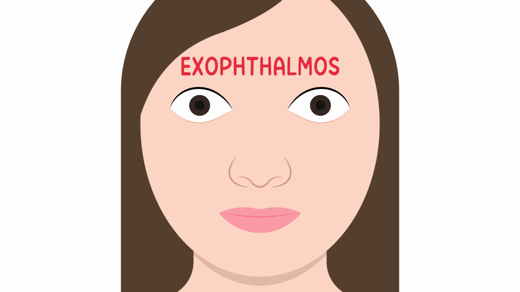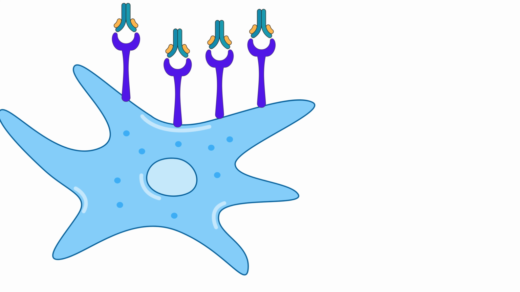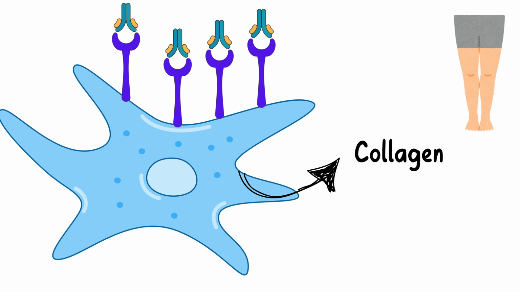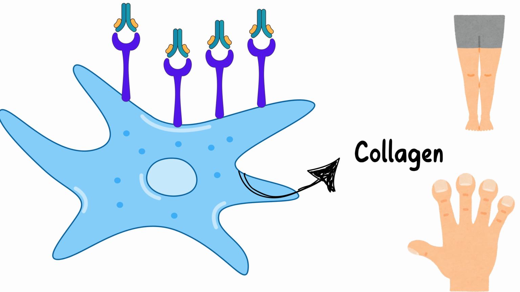TSH receptors are also found in bones and skin, therefore TRAbs will bind to these receptors and may activate fibroblasts. These activated fibroblasts can cause the abnormal accumulation of extracellular matrix components like collagen in the skin and bone tissues of the fingers and toes. This can lead to swelling and deformities of the fingers and toes, a condition known as thyroid acropachy.